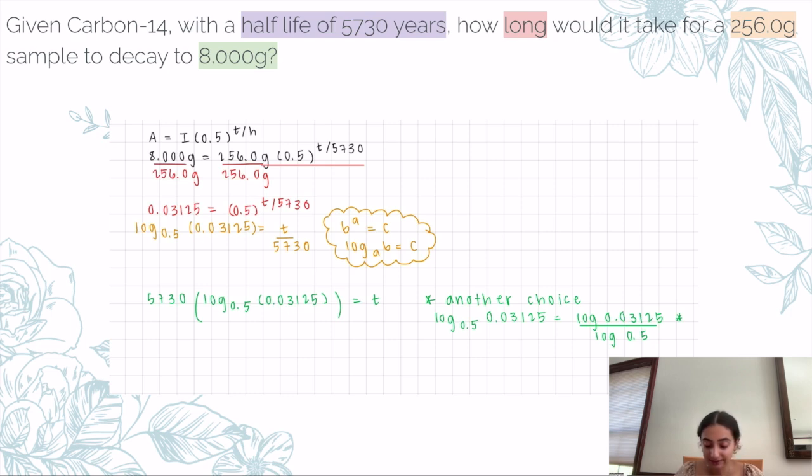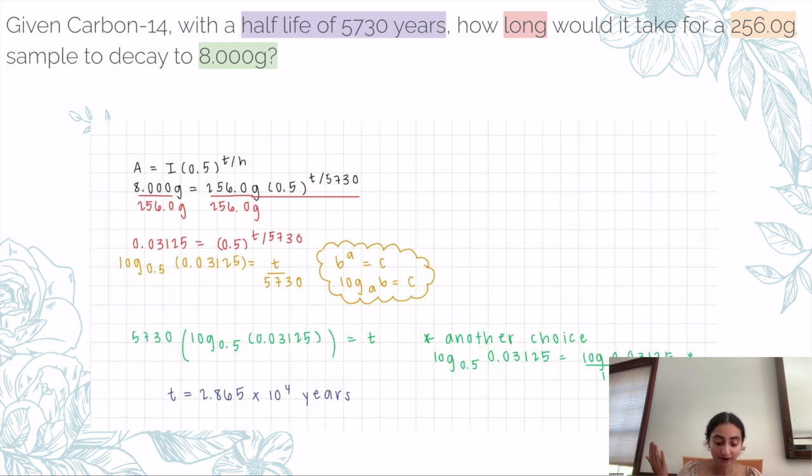Another way you can do this, if your calculator doesn't have the ability to change the base of the log, is to rewrite log base 0.5 of 0.03125 as log of 0.03125 over log of 0.5, and then both of those are in base 10. You can do it either way, and then multiply it by 5730, and then from there, we get that t equals 2.865 times 10 to the fourth years.